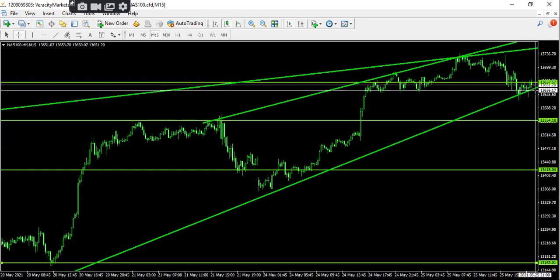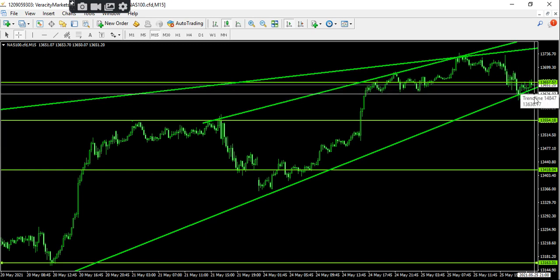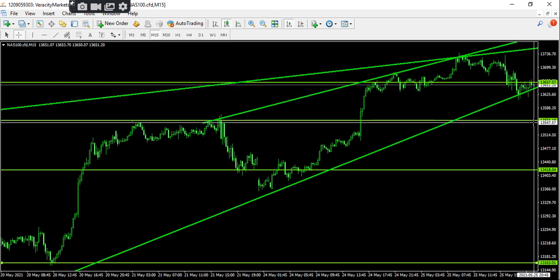So even on this analysis, after it breaks this trend line, on Nasdaq you can enter a sell, and then this would be your first take profit.